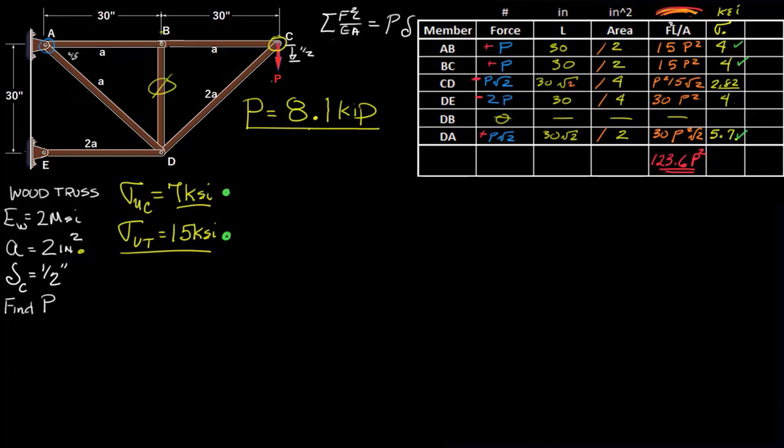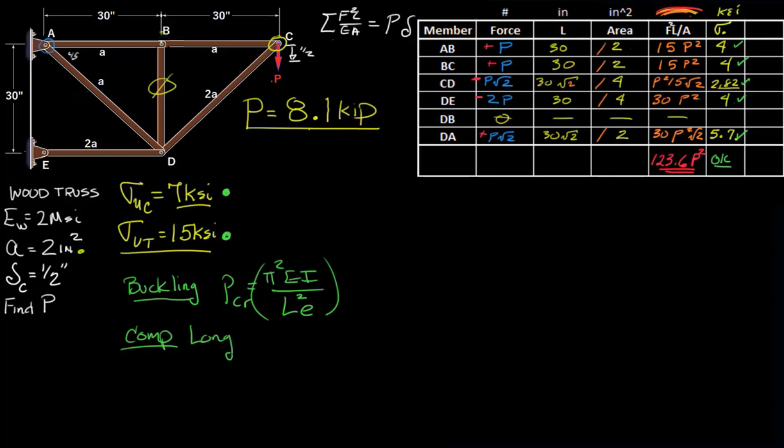For compression, we can handle up to 7. We have 2 that are in compression, so 2.82 and 4, so we're going to be okay in terms of tension and compression. And then lastly, we really should check it for buckling too, where P critical will be pi squared EI on length effective squared. And in this case, they're all pin to pin, so the effective length is the length. And we're only concerned about members that are in compression and that are long.